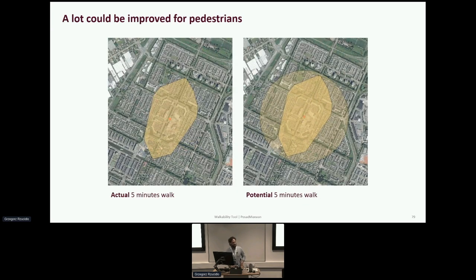Now, this is a bit of a simplistic vision of how you can improve walkability. We've generated a quick 5-minute walk, actual walk times, on the image on your left. And we showed what the potential walk distance could be if you had proper conditions for walking. Of course, distance is not the only thing we're interested in, but you can imagine that the gap between the two surfaces that represent the actual and the potential walking could be minimized.